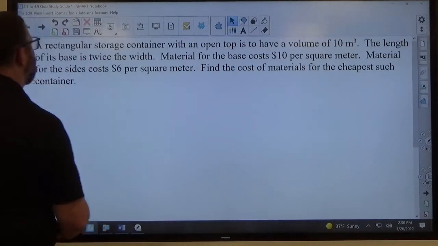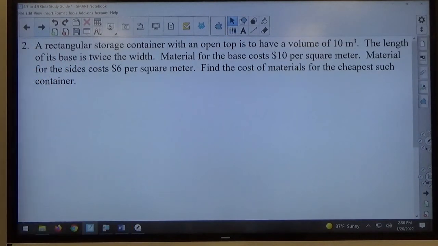Problem 2. A rectangular storage container with an open top is to have a volume of 10 cubic meters. The length of its base is twice the width. Material for the base costs $10 per square meter. Material for the sides costs $6 per square meter. Find the cost of materials for the cheapest such container.